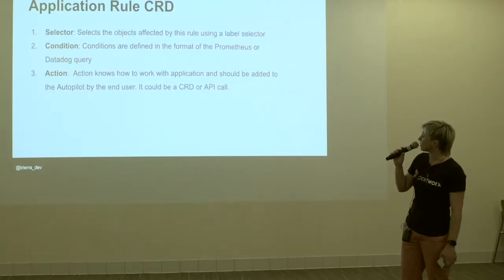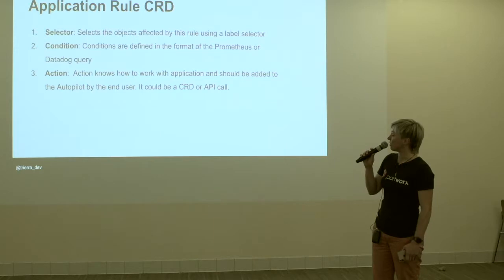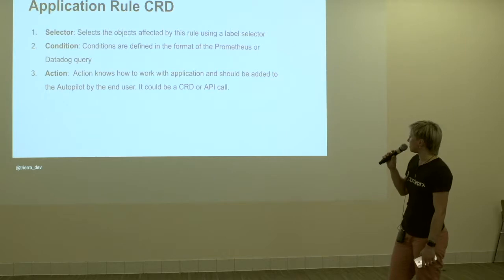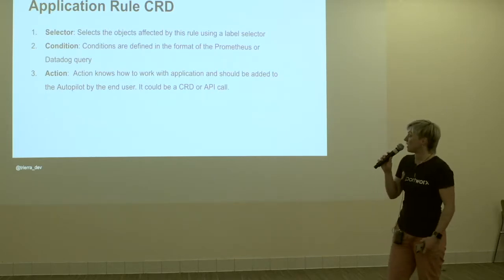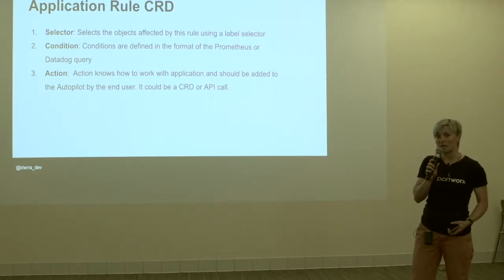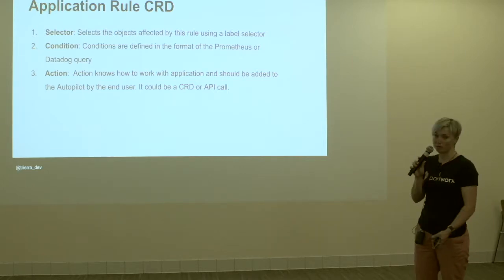So let's take a look at the configuration example closer. The configuration CRD consists of 3 sections. There is a selector that selects the object affected by this rule condition. The condition is actually the events that Autopilot will be monitoring, and once the event occurs, it will apply the action. The conditions are defined in the format of Prometheus or Datadog queries, or any metric provider you use.